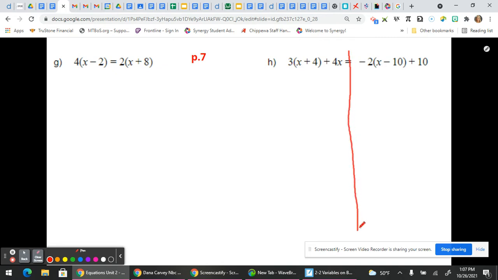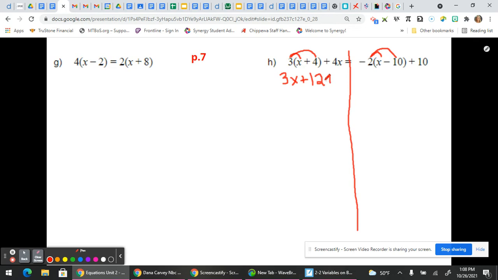There it is. Now, before we can isolate our variable, I see they're on both sides, we've got to clear out those parentheses. So let's simplify using the distributive property, 3 times x, 3 times 4. On the right, negative 2 times x, negative 2 times the subtracting 10. So I'm going to simplify. 3 times x is 3x, plus 3 times 4 is 12.